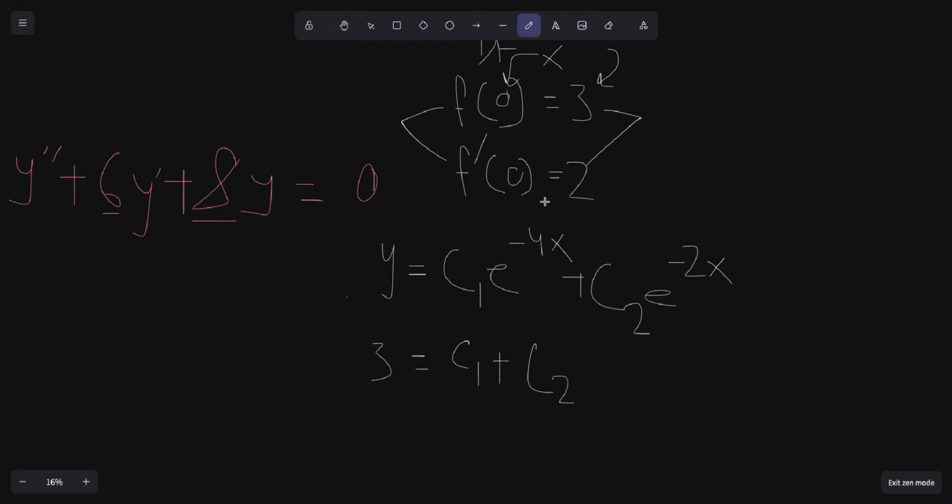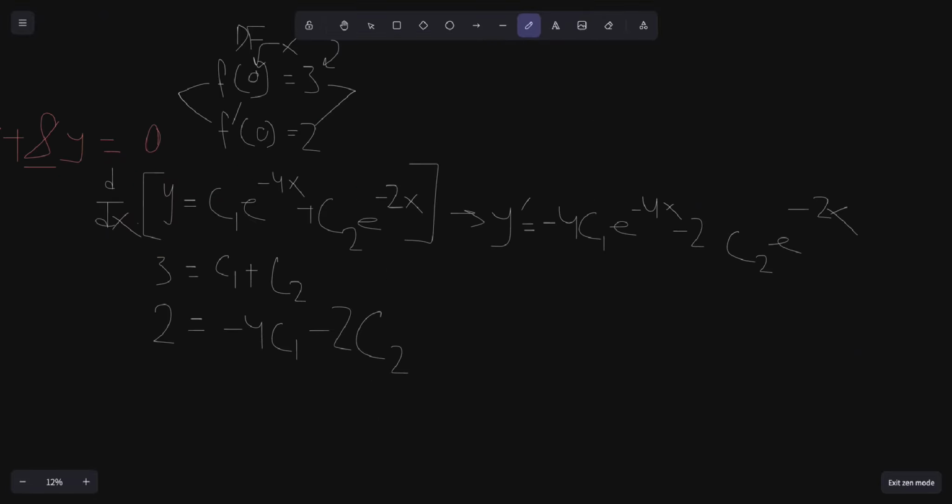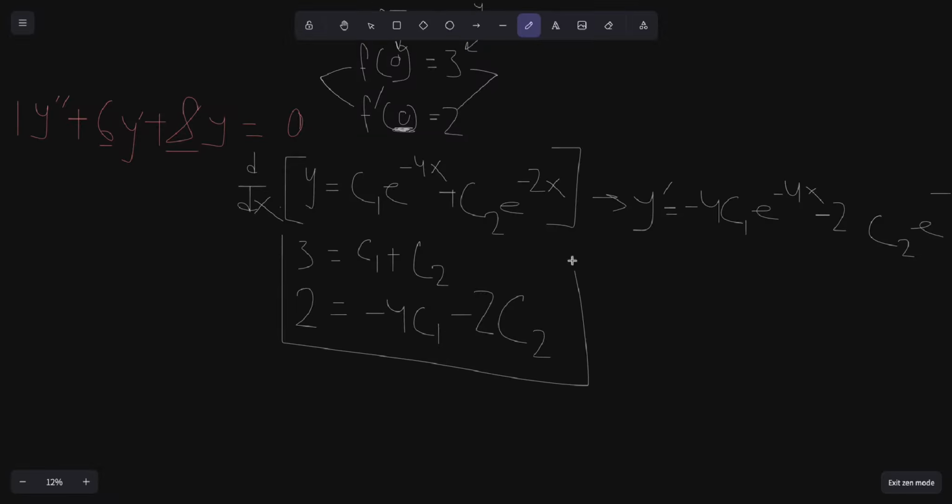Now, we're also given that f prime of 0 is equal to 2. So what is the derivative of this entire thing? I actually differentiated this, and I got that y prime was equal to, well, you just drop the power, I guess you can say. So -4 times c1 e to the -4x minus 2 times c2 e to the -2x. And because our initial f prime condition is when x is equal to 0, I plug in 0 into this, and I'm just left with -4 times c1 minus 2 times c2. Notice how we have a system of linear equations here. So we can just solve for c1 and c2.